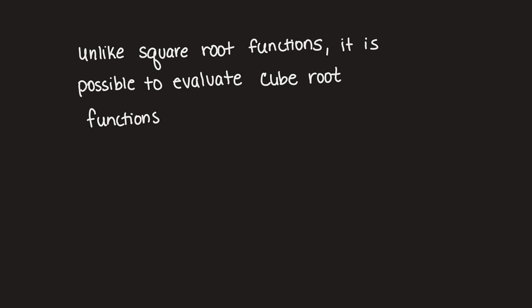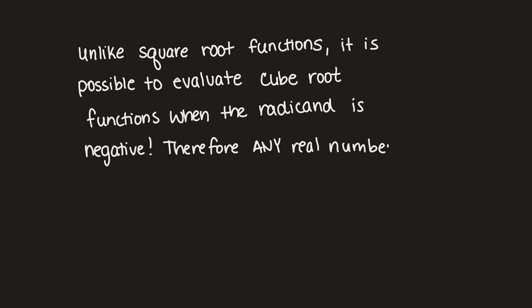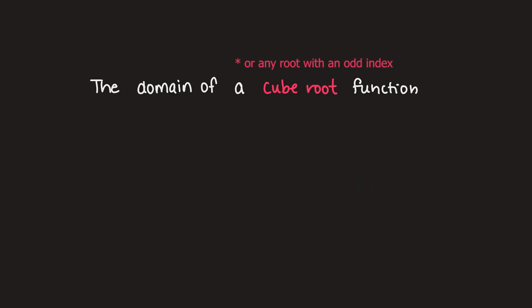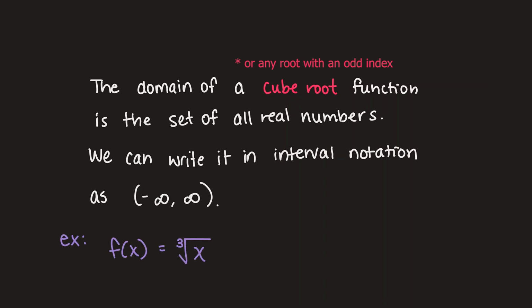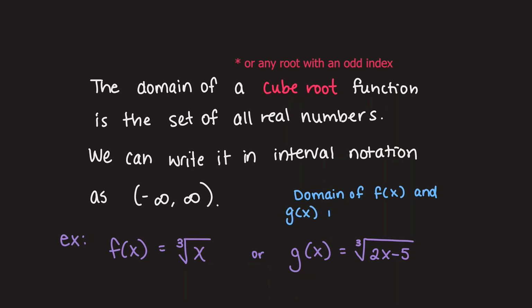So, unlike square root functions, it is possible to evaluate cube root functions when the radicand is negative. Therefore, any real number may be substituted into a cube root function. And the domain for a cube root function will be the set of all real numbers, and we can write this in interval notation as negative infinity up to positive infinity. So the domain for f of x and g of x will be all real numbers since this is a cube root.